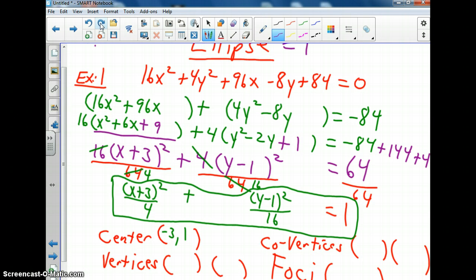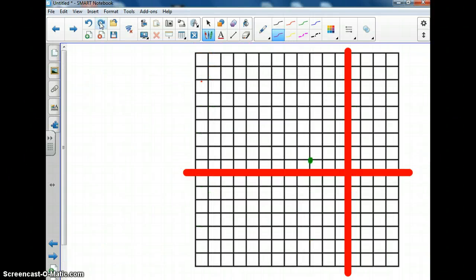Okay, now here's what we're going to do. Now we're going to go over to the graph and put that on the graph, right? So here we go, pop over to the graph and put negative 3, 1. Put that point on the graph. We're just going to do it one step at a time to show you how to do this.